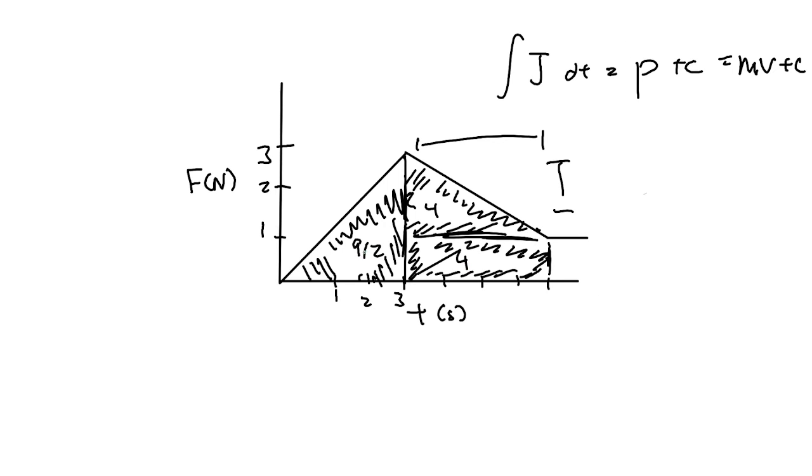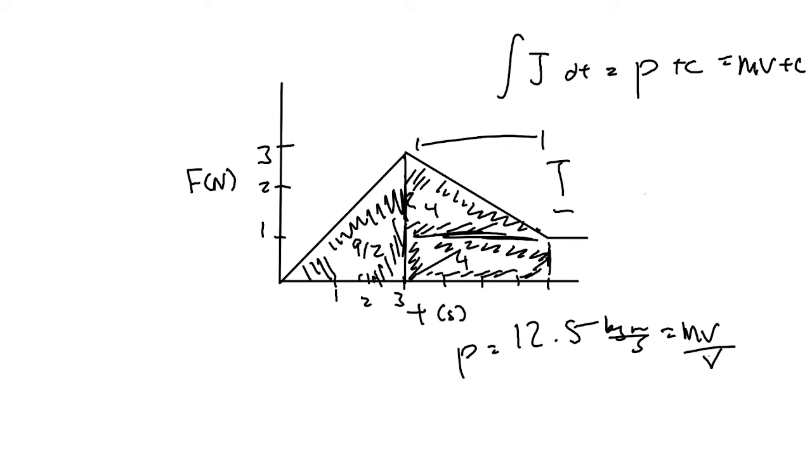So that's 4 plus 4 plus 4 plus 1 over 2, right? So that's going to give us 12.5. That's going to be our momentum. I forgot the units: kilogram meters per second. It doesn't matter. So that's going to equal our mass times our velocity plus a constant, right?